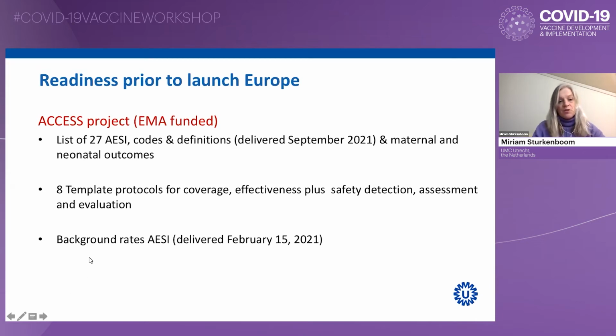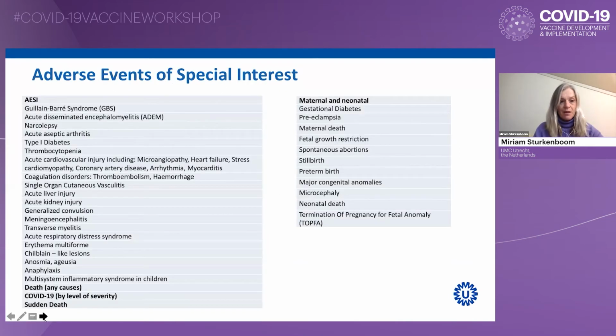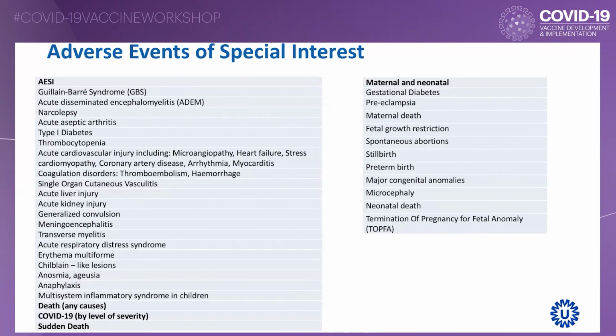Then what the Access project also did already, prior to the launch, is to create the background rates of the ASI, and we'll look at an example later. In this slide, you see an overview of the adverse events of special interest that have been defined. So a long list of events, some of which we know may occur after other vaccines, so they are listed here.